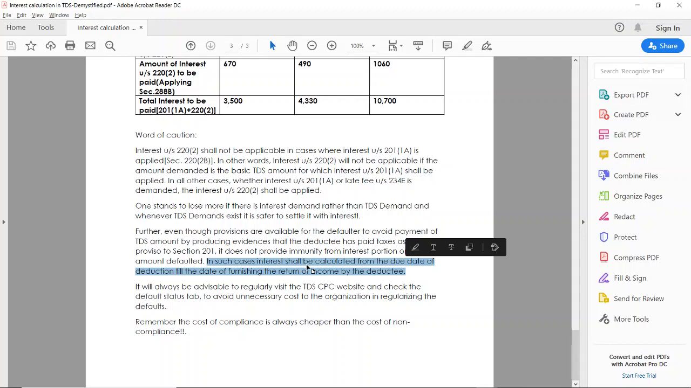If not, at least keep track of your mail ID for any of the communications received from your income tax authorities, so as to see whether the TDS returns have been processed without any defaults. Last but not the least, remember the cost of compliance is always cheaper than the cost of non-compliance.